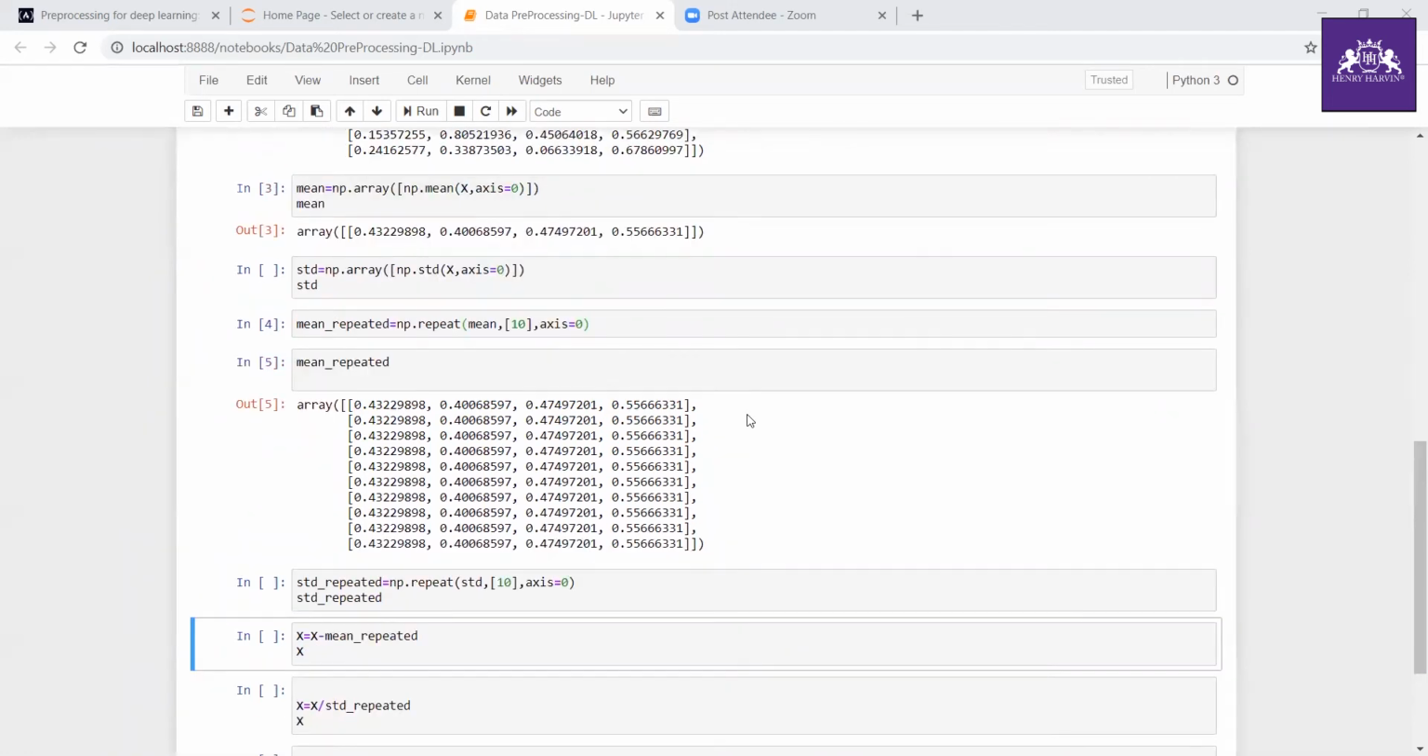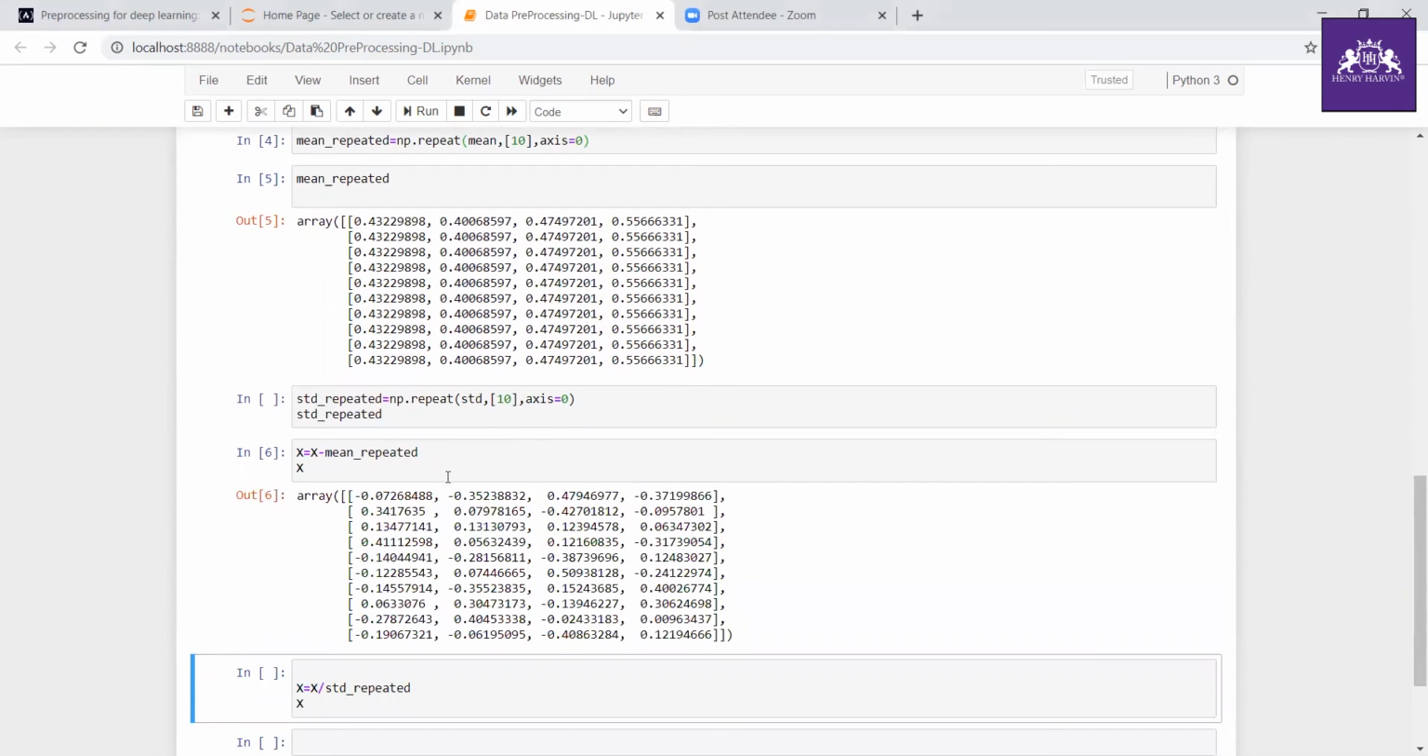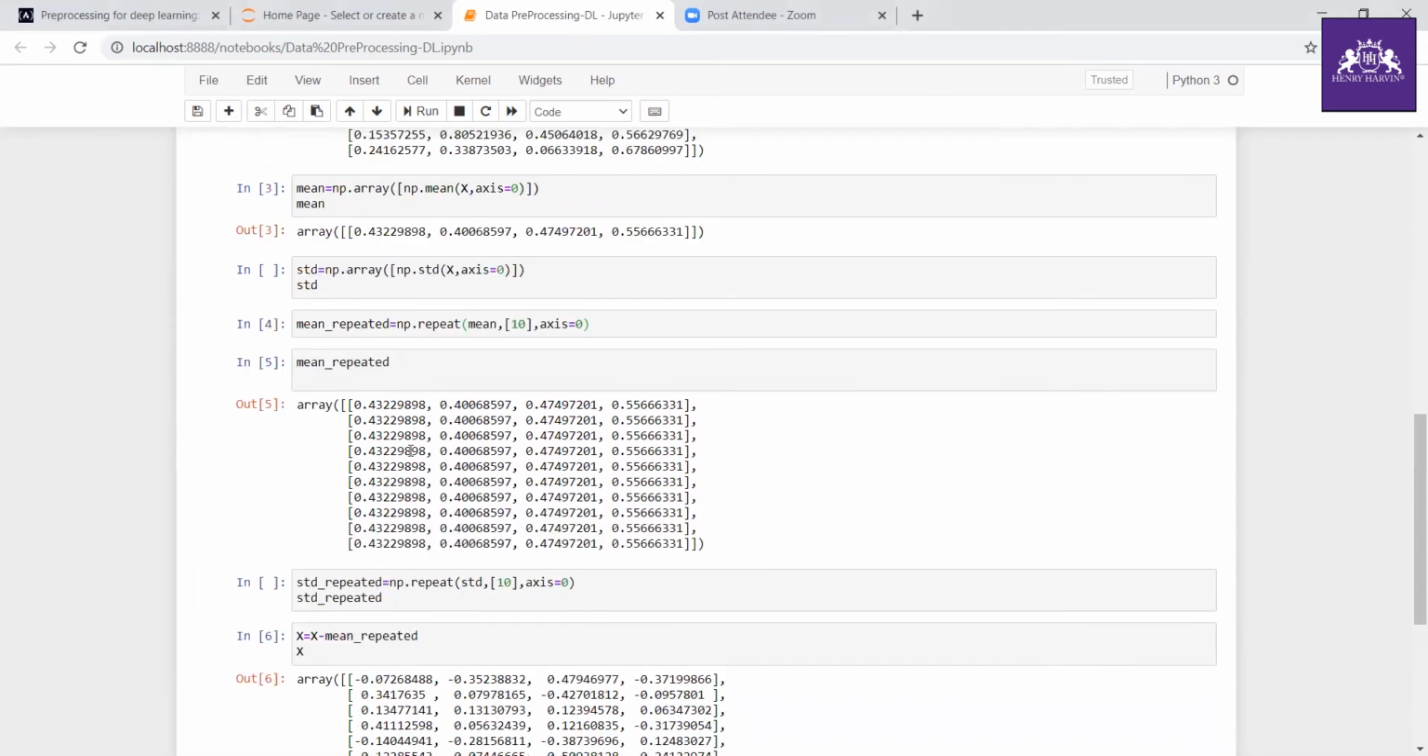So this is one kind of data pre-processing technique. Let me see that. You can see the values now. What has happened over here? It is doing x minus mu.